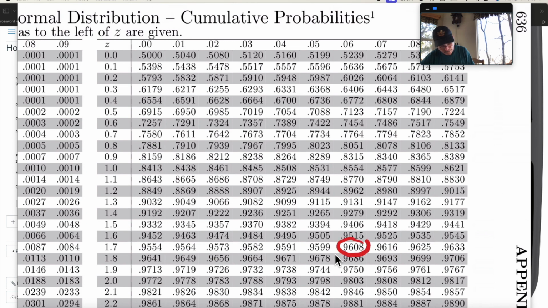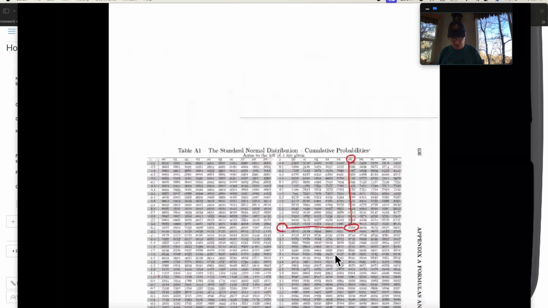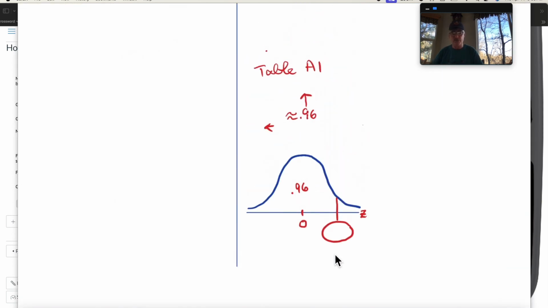There's a 0.9608, which is great, but it's not as close as another value. That's off by 8 in the 10,000th place. So that's no good. Let's go with the 9599. That's a little low, but only by 1 in the 10,000th place, so the 4th decimal place. That's closer. And the z-score that goes with it, you can see, is 1.75. So we'll slide back up here and use 1.75 for our z-score.